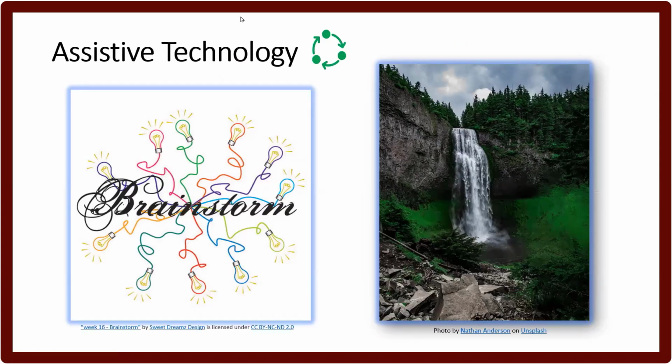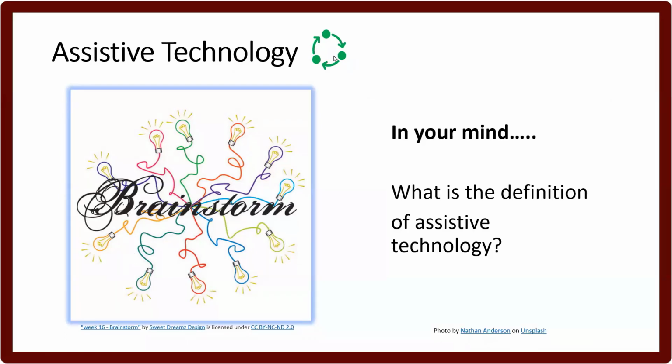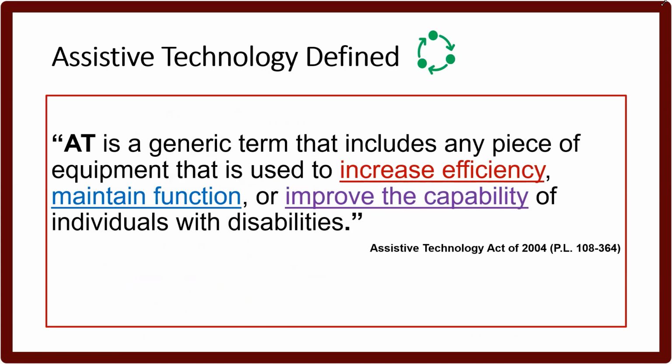At this point, we're going to step into the assistive technology realm and hopefully give you all some tools before the end of our time together that you can go back and use. So in your mind, what is the definition of assistive technology? This is the definition from the Assistive Technology Act of 2004. AT is a generic term that includes any piece of equipment that is used to increase efficiency, maintain function, or improve the capability of individuals with disabilities.